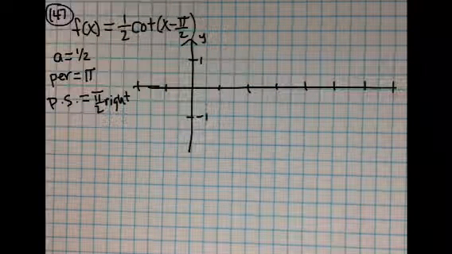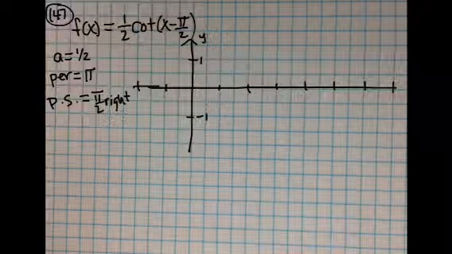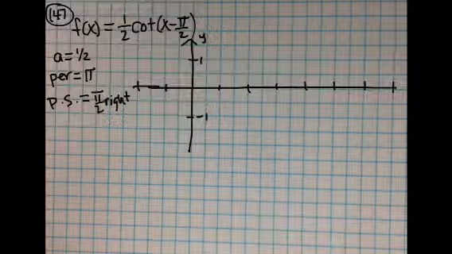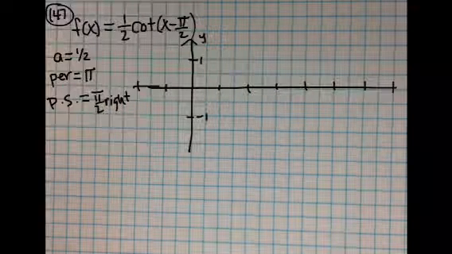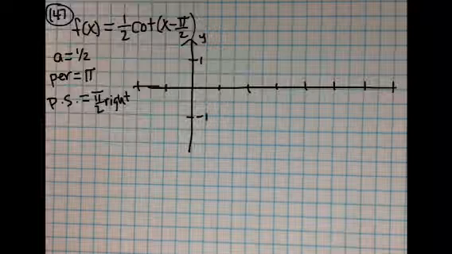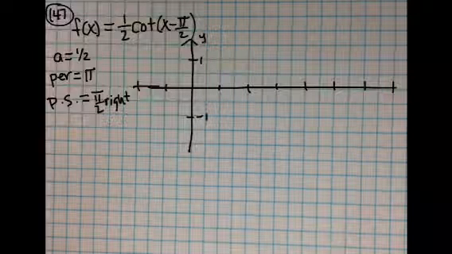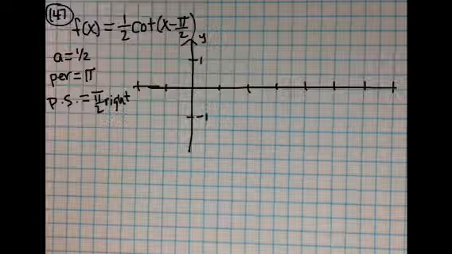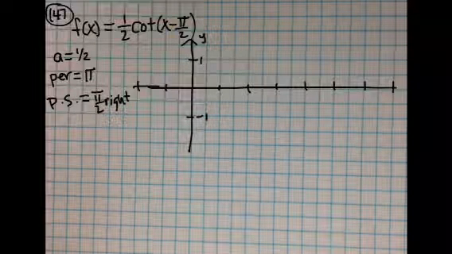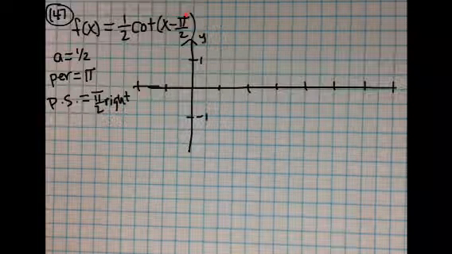Okay, 147, the a value is 1/2. It's not an amplitude. Okay, it's just the a value. So it's a vertical compression or shrink. Okay, the period is pi because it's pi over b, and the phase shift is pi over 2 to the right, because remember, if this is a minus, it's the opposite. It goes in the opposite direction.